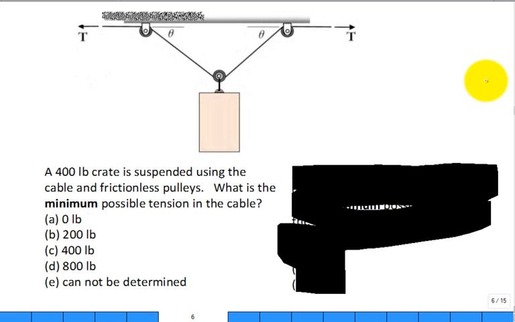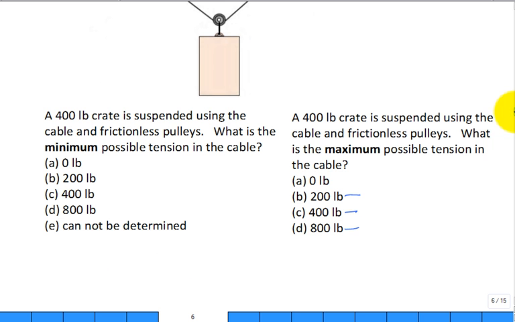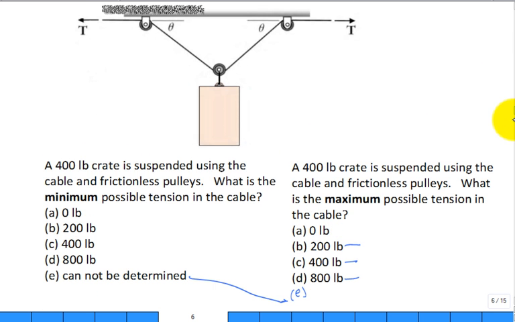Well, here's another question. This never ends, does it? Same thing. What is the maximum possible tension in the cable? Either 0 pounds, 200, 400, 800, or I think there's another one right below it. Put E. Cannot be determined. All right. So you have the same problem, same responses. What is now not the minimum, what is the maximum possible tension in the cable?